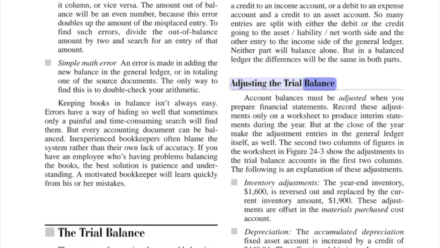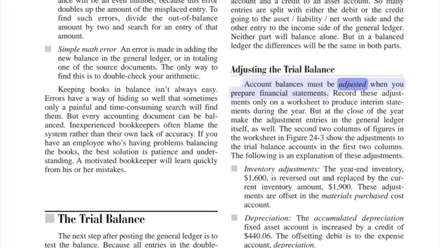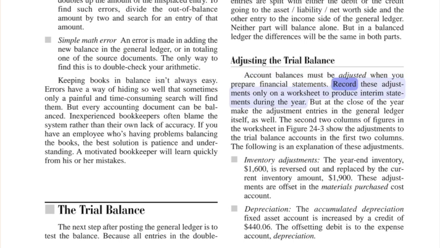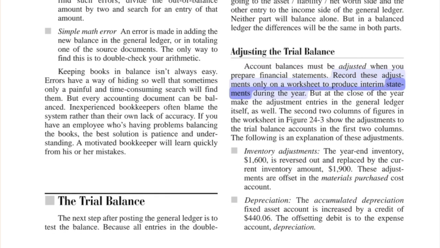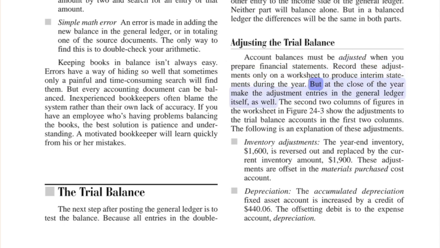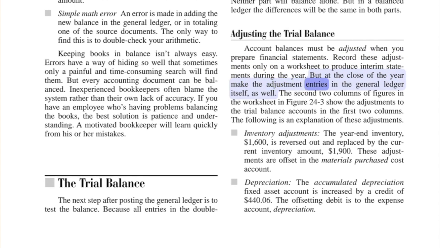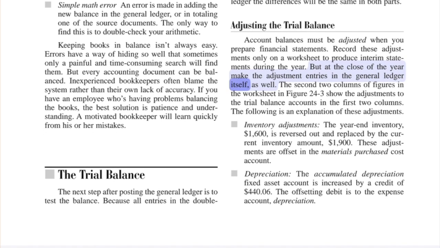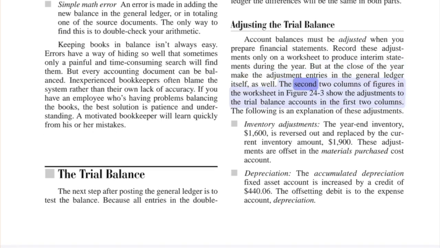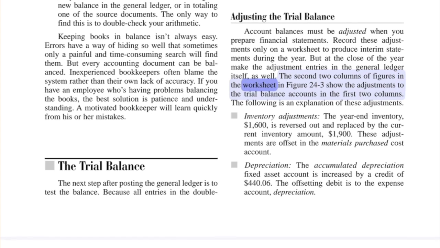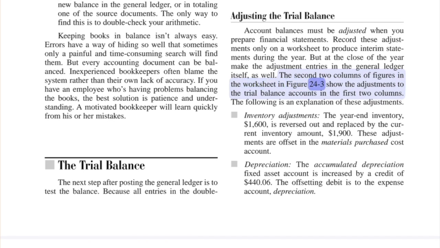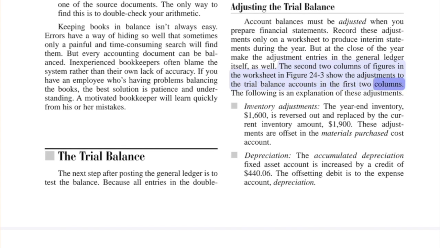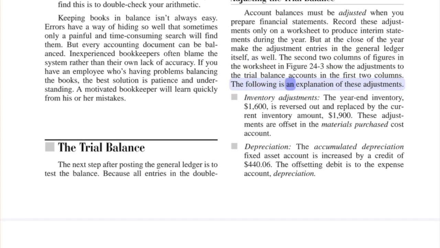Adjusting the trial balance. Account balances must be adjusted when you prepare financial statements. Record these adjustments only on a worksheet to produce interim statements during the year. But at the close of the year, make the adjustment entries in the general ledger itself as well. The second two columns of figures in the worksheet, in Figure 24-3, show the adjustments to the trial balance accounts in the first two columns. The following is an explanation of these adjustments.